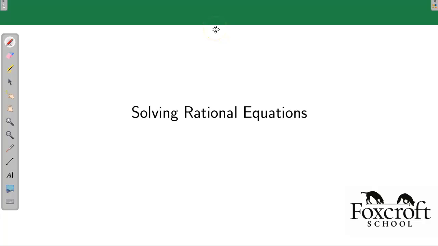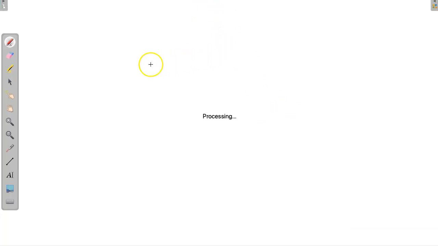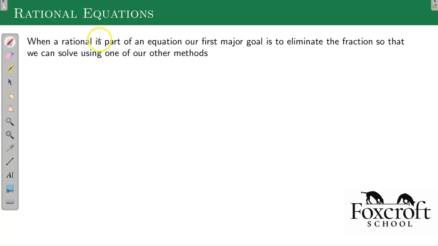In this video, we're going to talk about solving rational equations. Now we have our fractions, but now they're involved in an equation. All right, so the main strategy we have is that when there's a rational fraction as part of an equation, our first major goal is to make sure there's no fractions anymore.